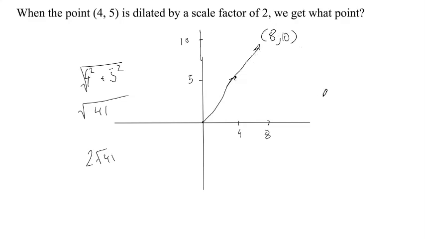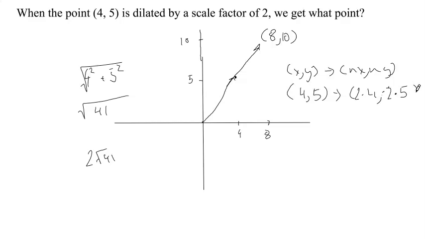If you used the formula, you would have got the same thing. (x, y) becomes (nx, ny). (4, 5) becomes (2 times 4, 2 times 5), or (8, 10).